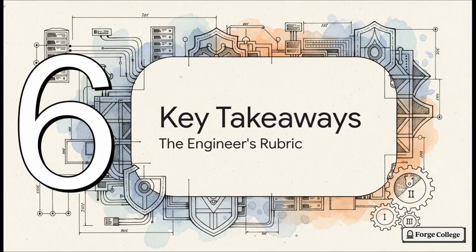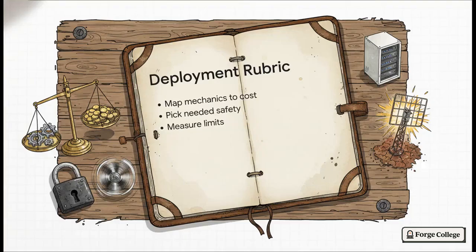Finally, Section 6. Key takeaways, the engineer's rubric. So let's wrap this up by consolidating this architectural review into 3 actionable rules for deployment. First, map mechanics directly to costs. Every message phase and quorum size acts as a direct tax on your throughput. Second, prioritize which safety or liveness guarantee you absolutely need, because you can't have maximum parallel throughput and absolute immediate finality without paying a massive hardware and bandwidth cost. And third, measure your operational constraints. 10 nodes sitting in a climate-controlled data center versus 10,000 nodes scattered across spotty Wi-Fi globally, that changes absolutely everything.